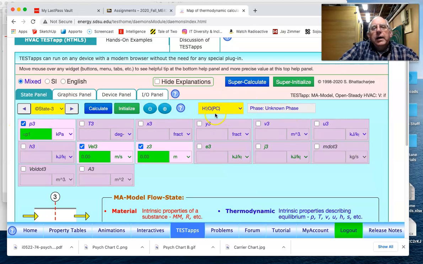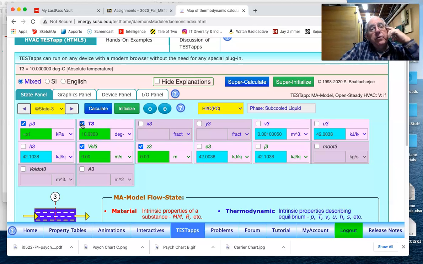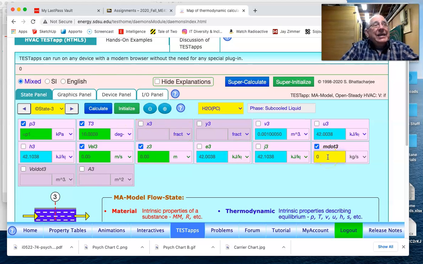And so under the various components, we select H2O phase change, since it's water and not a moist air mixture. We are told that the outgoing temperature of the water is 10 degrees, which is the same as the outgoing temperature of the moist air. And we can also put in that the m dot 3, the mass flow rate of this particular stream, is the m dot of the vapor at 1 minus the m dot of the vapor at 2.